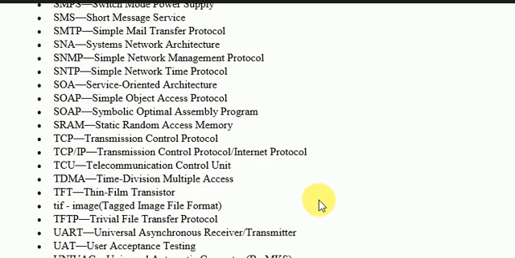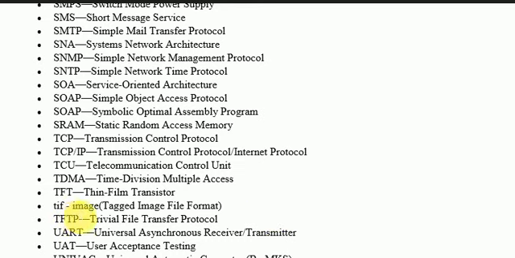Then TCU, telecommunication control unit. Then TDMA, time division multiple access. TFT, thin film transistor. In nanotechnology nowadays, TFT technology is used, that is a thin film transistor. That's why our circuit size gets reduced. TIF, TIF image is a tagged image file format. As compared to a GIF image, the resolution of a TIF image is always larger. That means, in another way, the clarity of a TIF image is better than a GIF image.